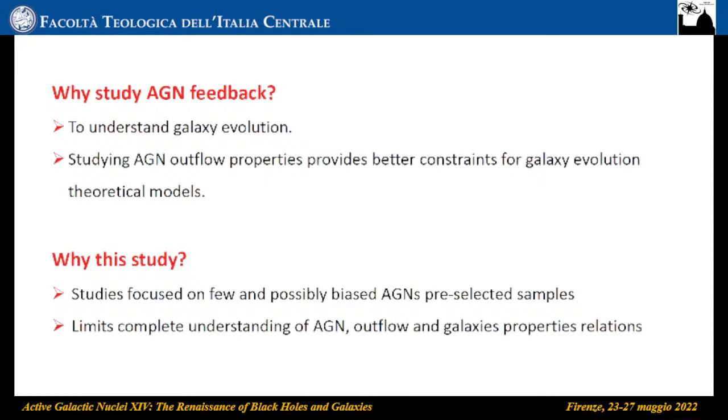So why do we care about AGN feedback? As I already said, it is a key component in galaxy evolution models and simulations, so it is important to understand AGN feedback if we want to understand galaxy evolution. Also, if we study these AGN outflow properties, we can provide better constraints for the theoretical galaxy evolution models. But why this specific study? It is because previous studies have always focused on small and incomplete preselected samples, and this can bring bias when we are trying to interpret the AGN properties in the outflowing phase. For this reason, we are considering various methods to select these AGN with minimal biases.